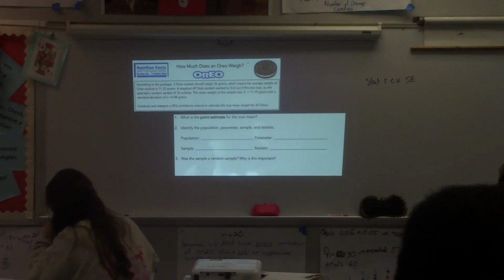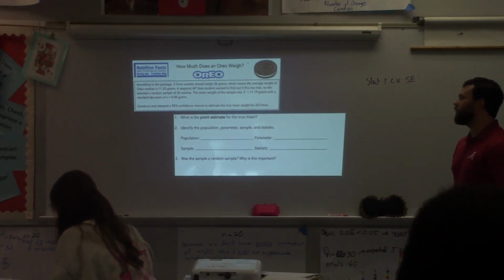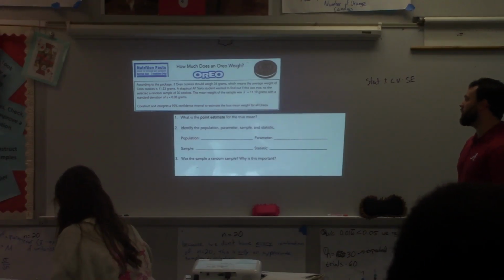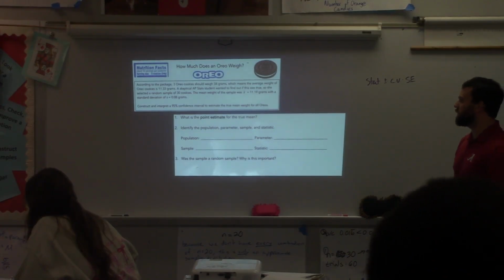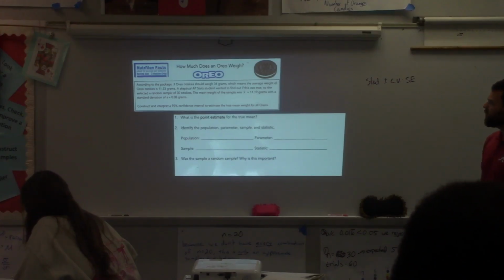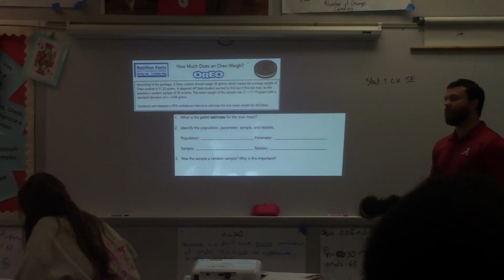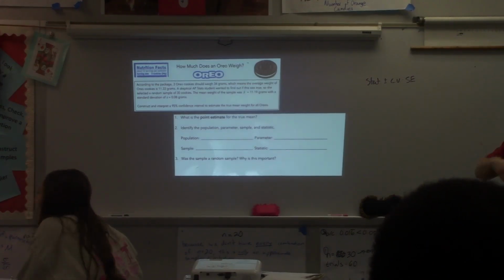So, how much does an Oreo weigh? According to the package, 3 Oreo cookies should weigh 34 grams, which means the average weight of an Oreo cookie is 11.33 grams. A skeptical AP Stats student wanted to find out if this was true. So she selected a random sample of 30 cookies. The mean weight of the sample was 11.19 grams, with a standard deviation of s = 0.08. What are we going to do? Construct and interpret a confidence interval. So, 4C method of inference.